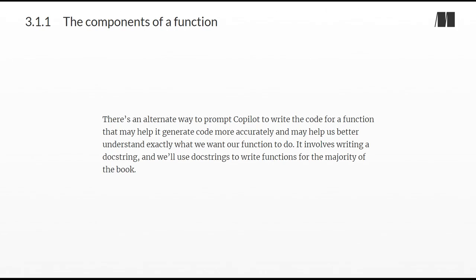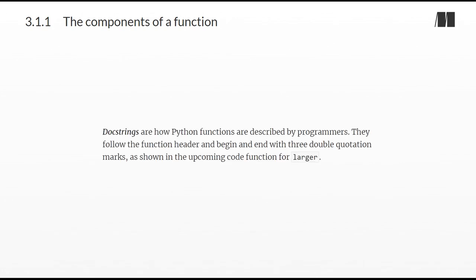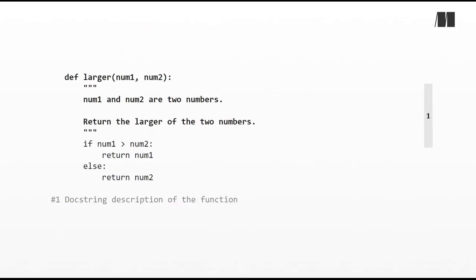It involves writing a docstring, and we'll use docstrings to write functions for the majority of the book. Docstrings explain function behavior. Docstrings are how Python functions are described by programmers. They follow the function header and begin and end with 3 double quotation marks, as shown in the upcoming code function for larger. By writing the header and docstring, you'll make it easier for Copilot to generate the right code.